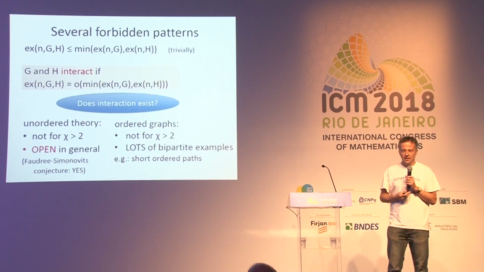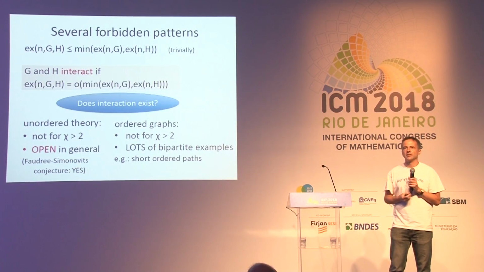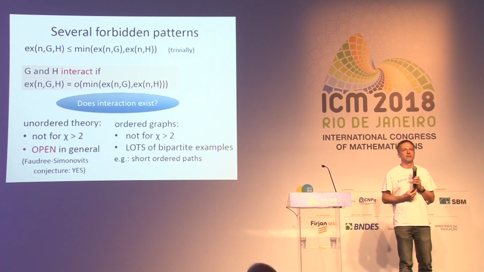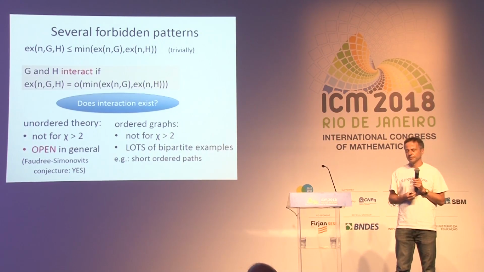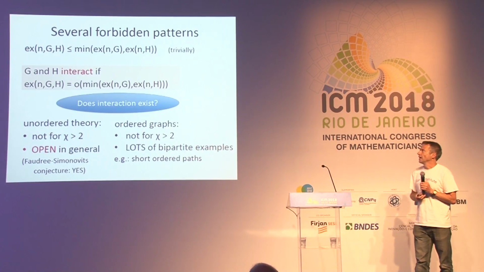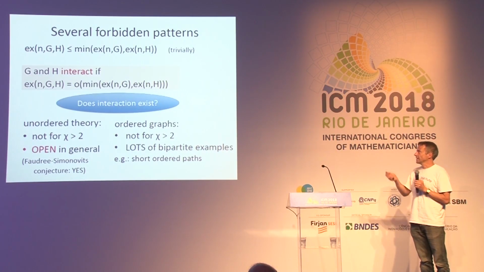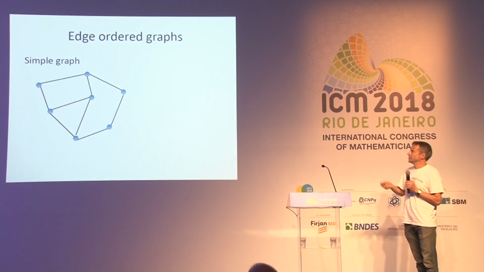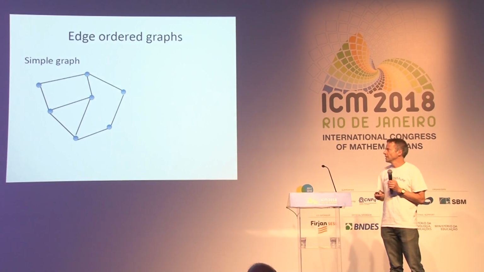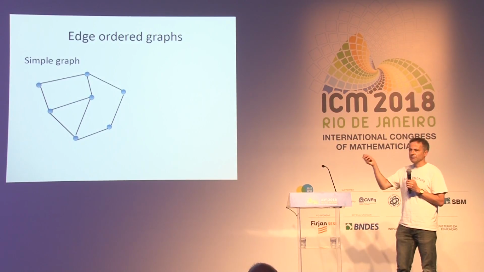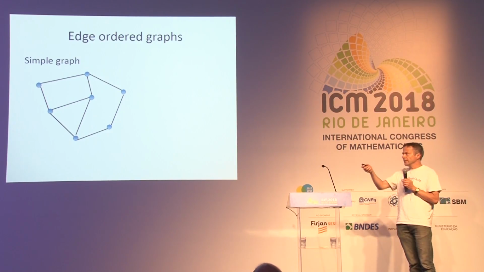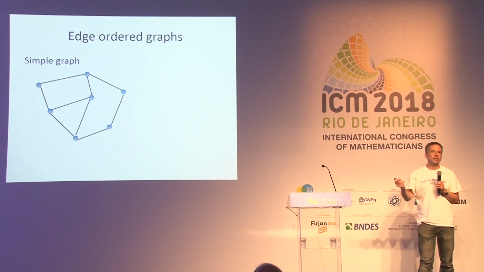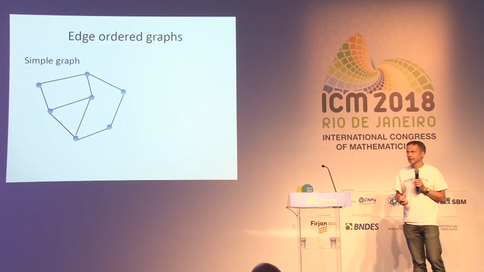So this is how much I wanted to say about vertex-ordered graphs, and in the rest of the talk I will speak about another generalization that is much less developed, and we started to study it more recently, and that's edge-ordered graphs. So you have a graph, a simple graph again, and previously you had a linear order on the vertices, now you have a linear order on the edges.